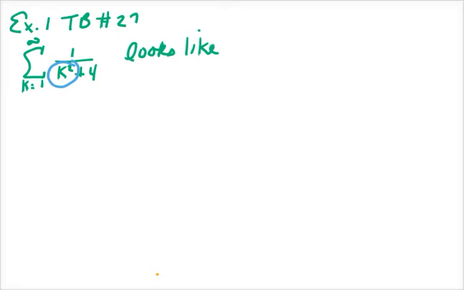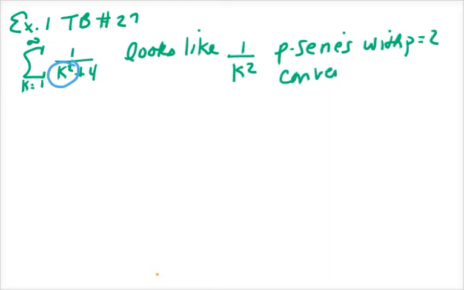It looks like, and that's where the comparison test comes in. You have to determine what the series looks like. It looks like a p series. Specifically, 1 over k squared is a p series with p equal to 2, right? And we know that's a convergent series, right, because it converges for p greater than 1. So p greater than 1, that's going to converge. So it's a convergent p series.